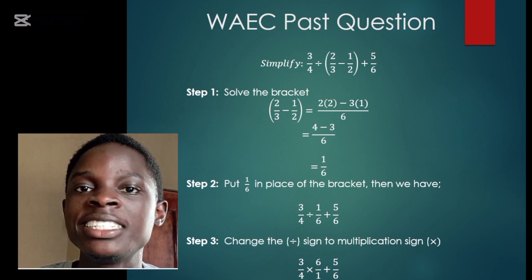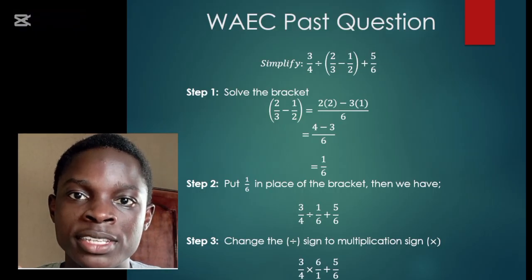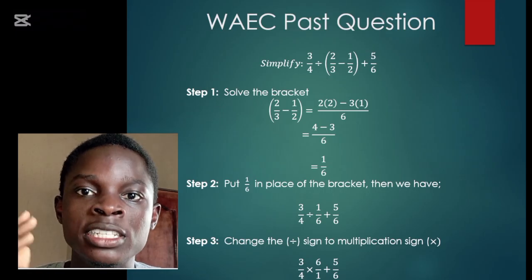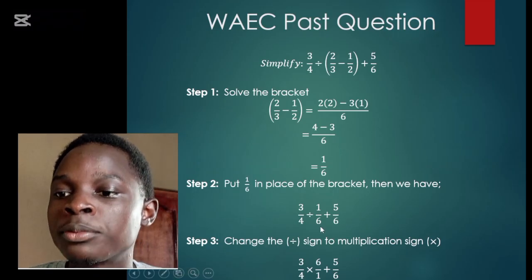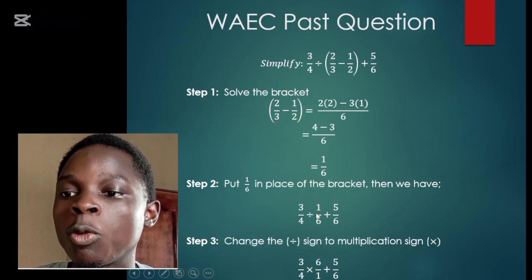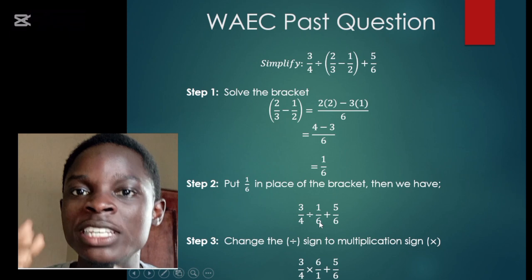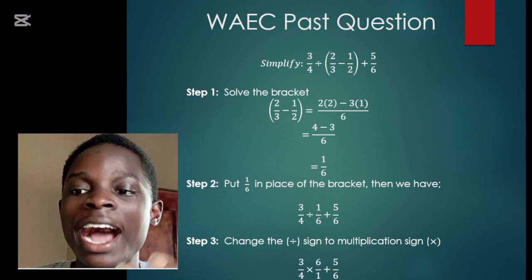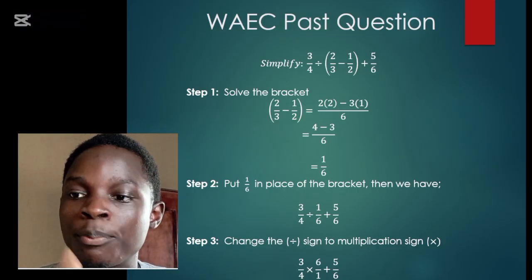When you are changing the division sign to multiplication sign, the fraction right after the division sign, the numerator and denominator will interchange. Note that they will interchange. So here, the fraction right after the division sign is 1 over 6, right? 1 is the numerator, 6 is the denominator. They will interchange. So 6 will come up to be the numerator, and 1 will come down to be the denominator. That is the principle. It applies to any fraction.